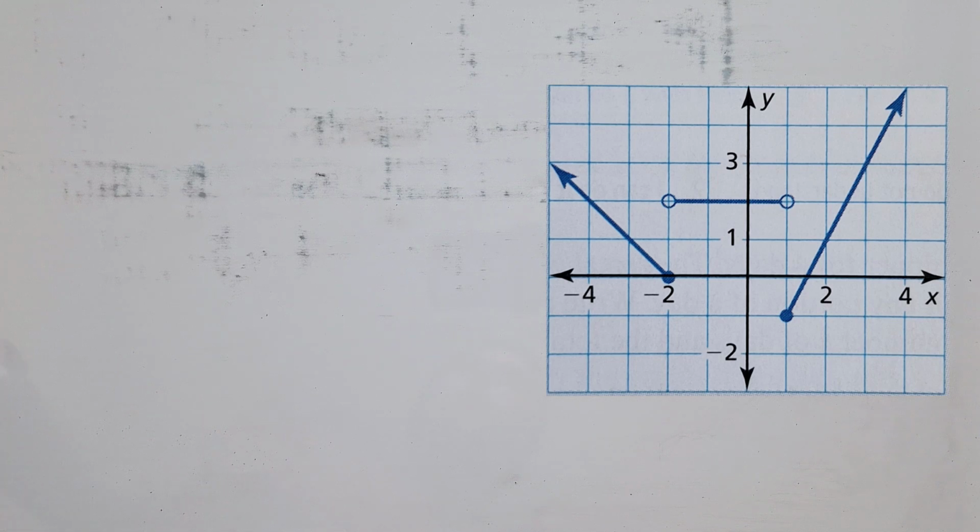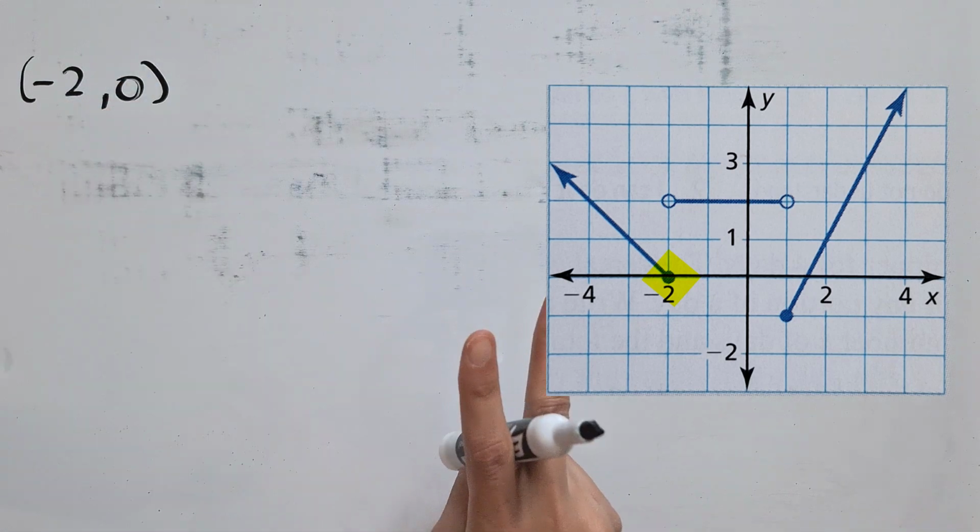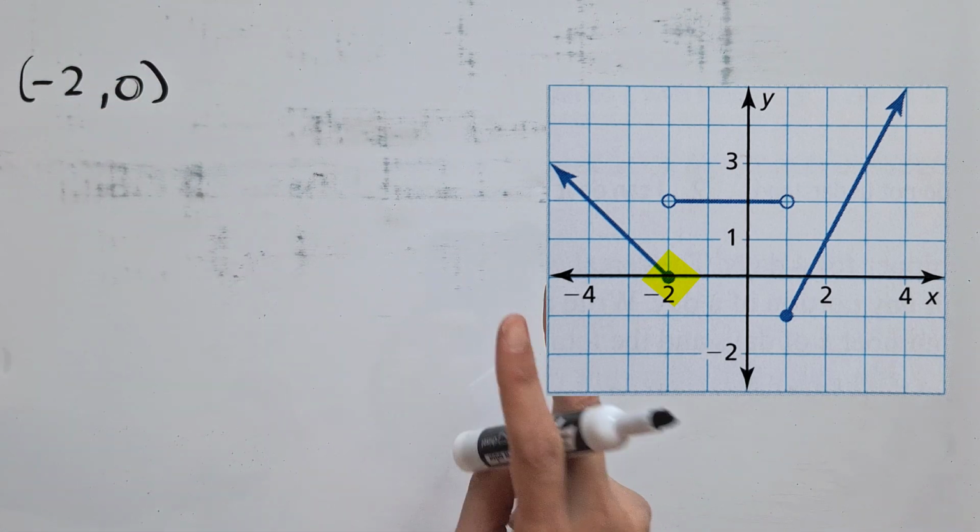Now, when they give us a graph, we can write the piecewise function. Let's see how we can do that. I like to start from left to right. So the first line that we see in this graph has a point on the x-axis, which is -2 and 0. Remember that we need 2 points to find the m.